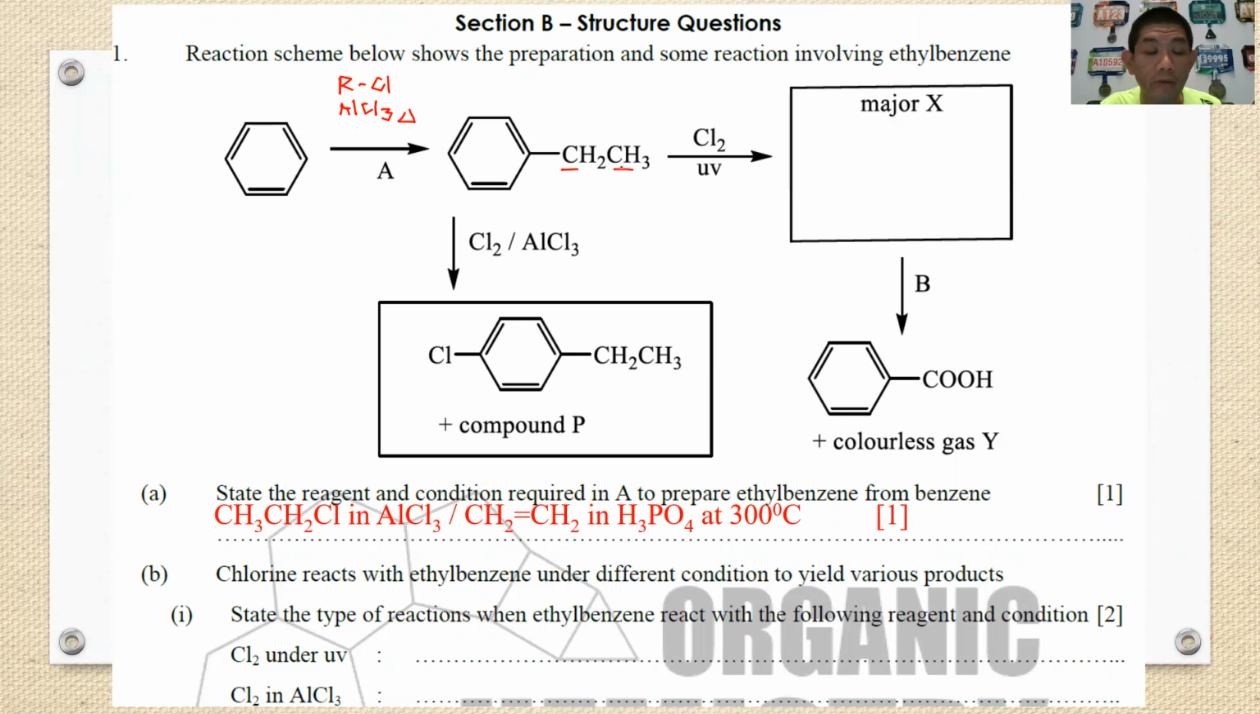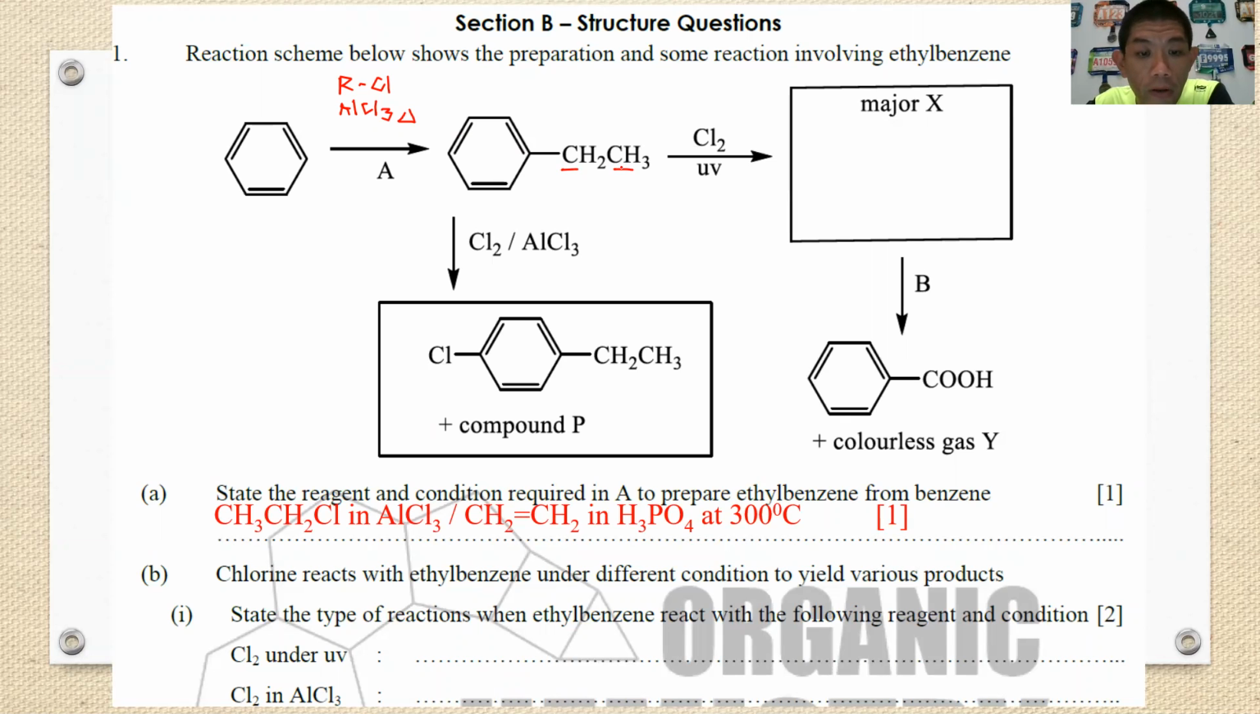Now there is also another alternative accepted answer in this case, where you can use alkene. And when you use alkene, you must use phosphoric acid at 300 degrees Celsius. This is the reagent and condition that we generally accept in STPM. So this is for question number A.